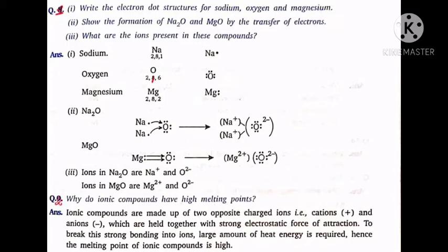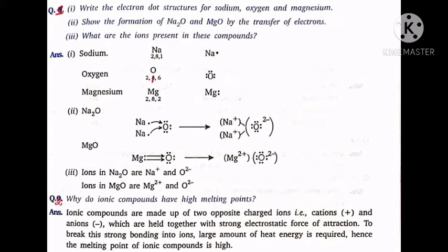First one, write the electron dot structures for sodium, oxygen and magnesium. Number 2, show the formation of Na2O and MgO by the transfer of electrons. Number 3, what are the ions present in these compounds?